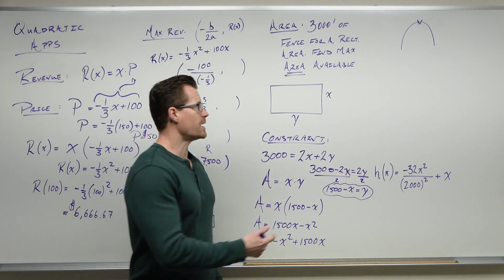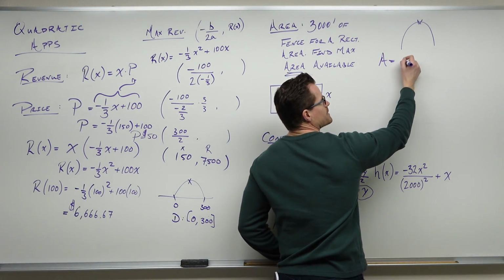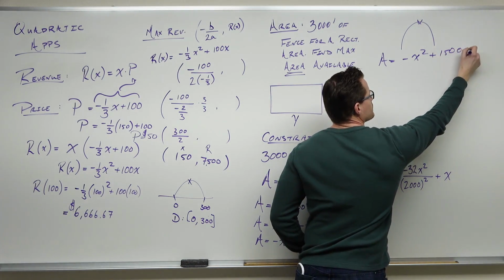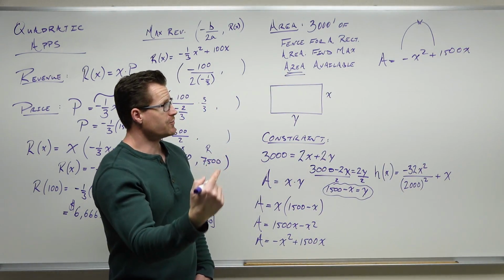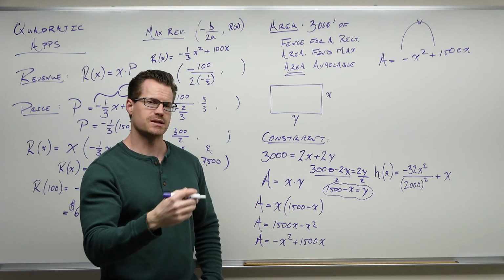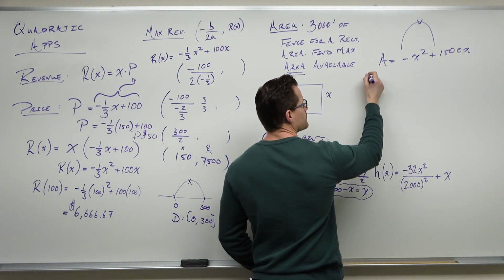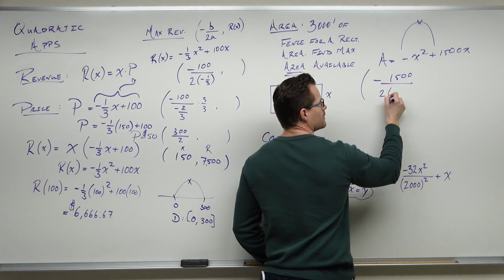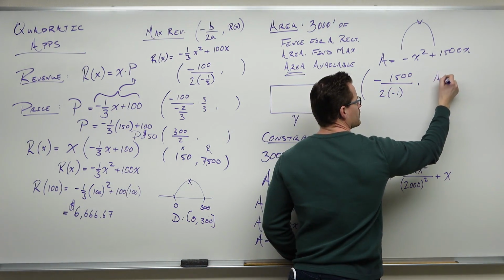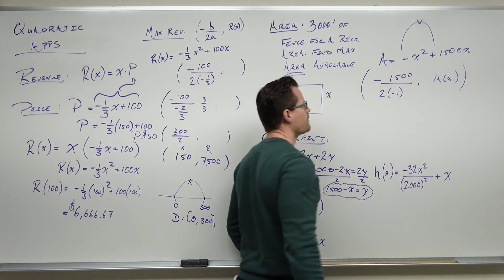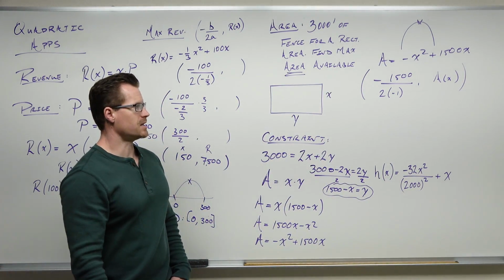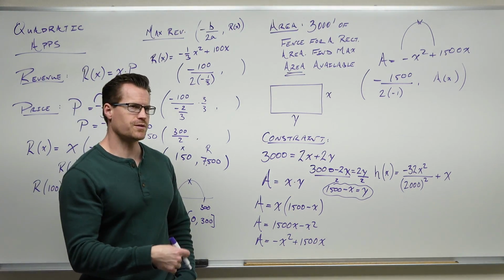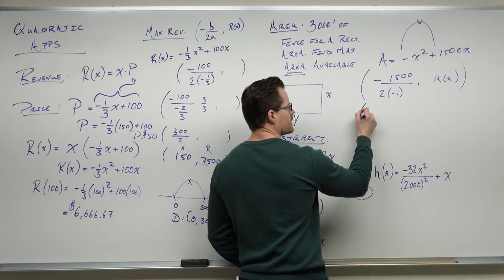So let's do that. Based on the fact that we have negative x squared plus 1500x, our a is negative 1 and our b is 1500, our c is 0, but that doesn't matter for a vertex. So negative 1500 divided by 2 times a, 2 times negative 1. That looks like 750 to me. So 1500 divided by 2 is 750. The negatives simplify to a positive 1.